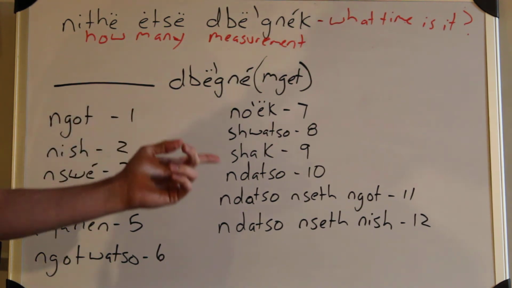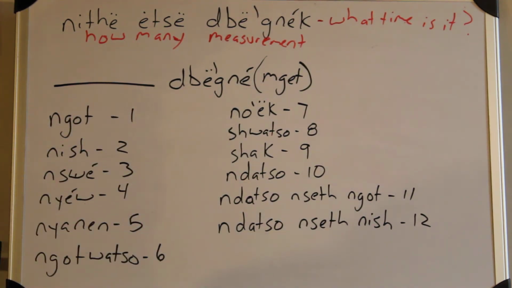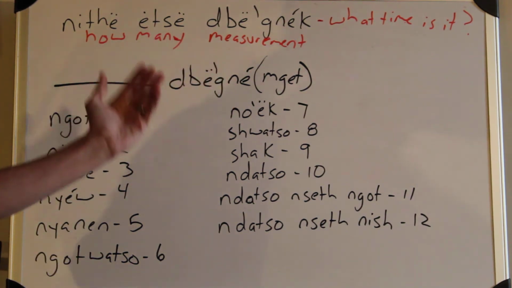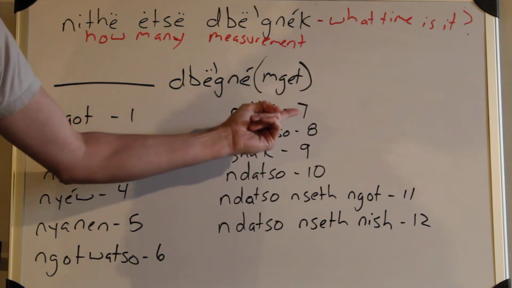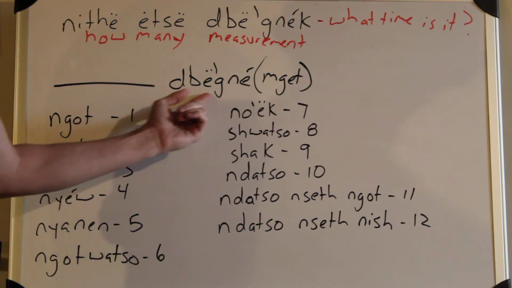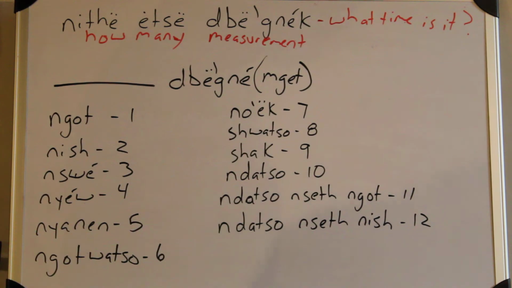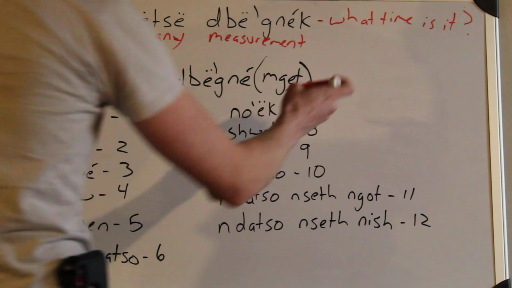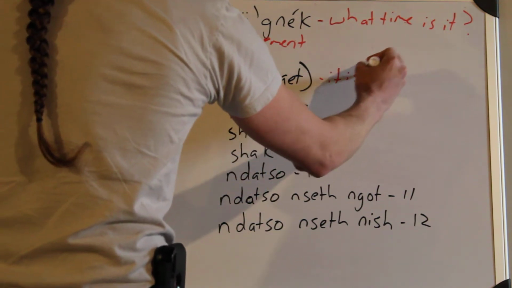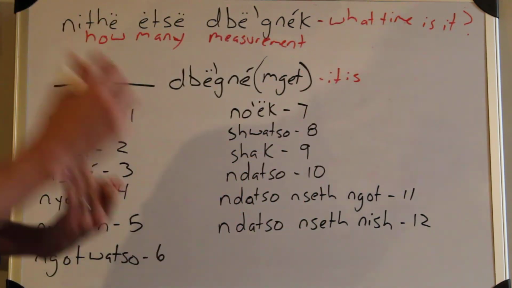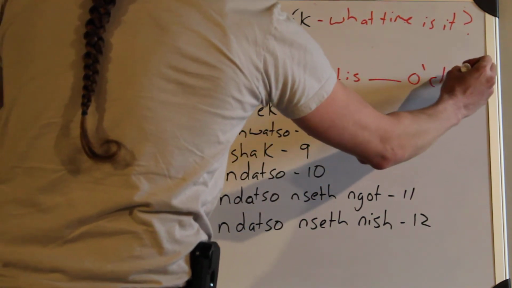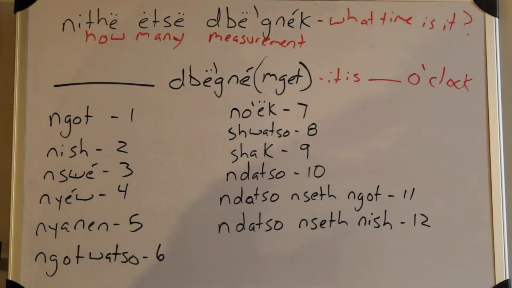Now to reply to that, a way that you could say is your number and then debuganak. Or you could say debuganam get, either way. Debuganak, it is at a measurement of. Debuganam get, same meaning. That get is optional. But in this case, we're going to use it is blank o'clock. So you can throw in your number 1, 2, 3, 4, 5, all the way through 12.